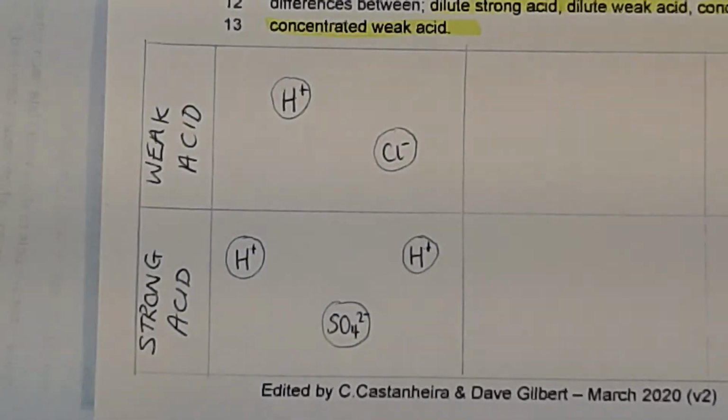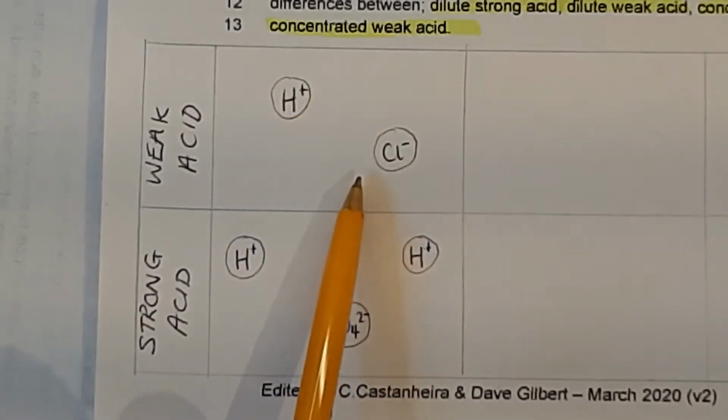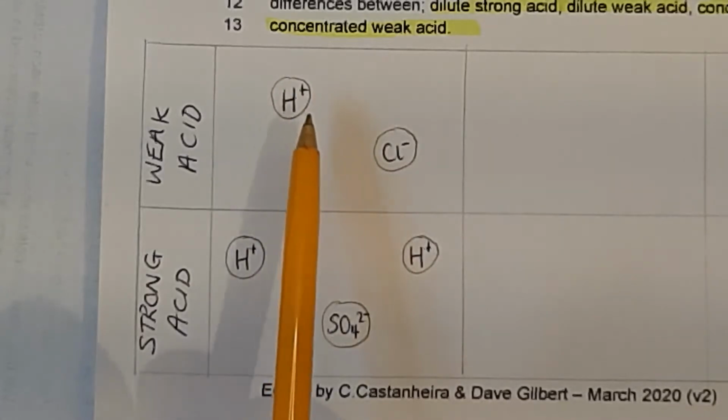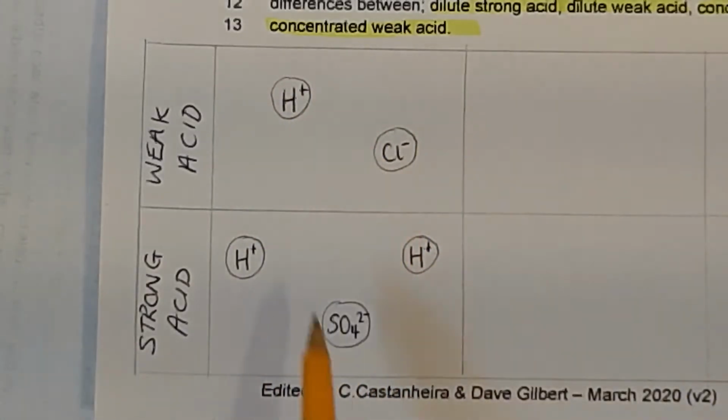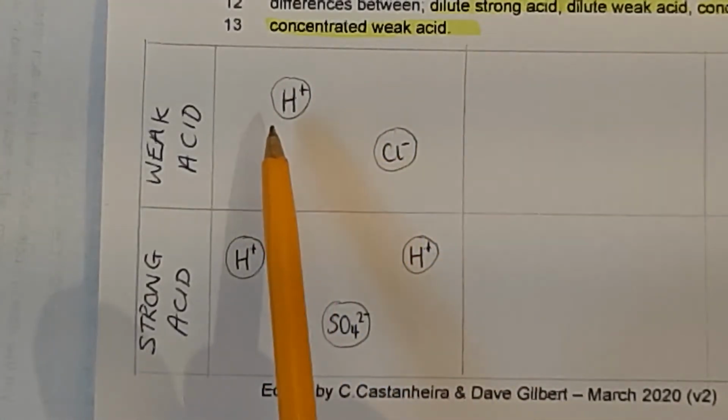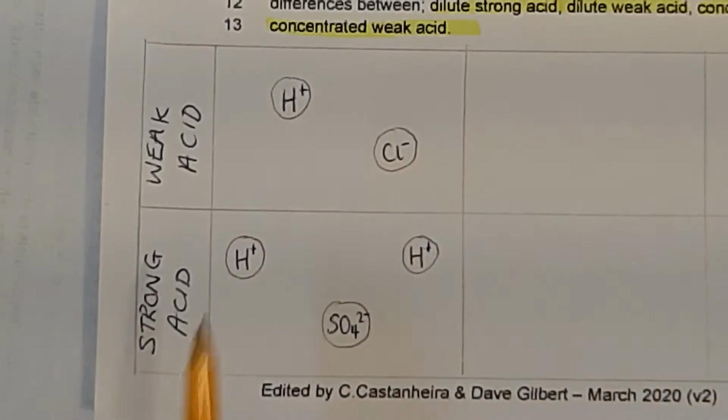So what I've done here is along the top I'm showing a weak acid, which is hydrochloric acid in this instance. It has one positive for every negative ion that's produced. So one hydrogen ion, which is the acidic part, for every chloride ion. Now a strong acid, like sulfuric acid, produces two hydrogen ions for every sulfate ion. So let's show that a bit more clearly.